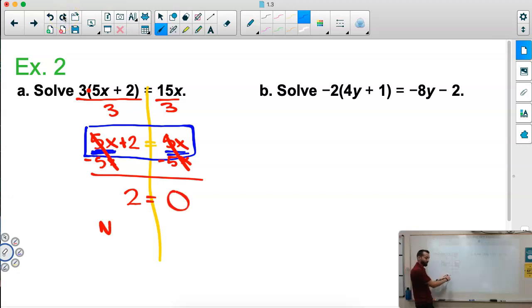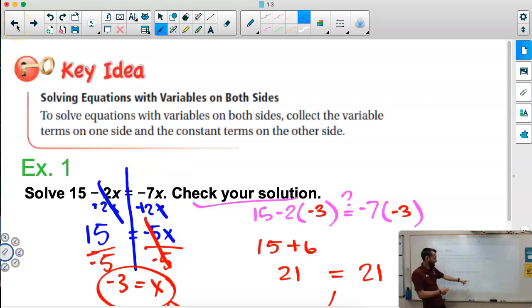So when you see something like this, where this statement is not true, what you're going to do is put no solution. Okay? This is a unique case that will come up every once in a while when you're trying to solve. Your variables might disappear and you get a number equal to something, but that's not true. That means there's no solution. There's no number you can plug in for x that would ever make it work. Unlike the previous one, where we plugged in negative 3, and it did make the left side equal the right side. 21 equals 21.